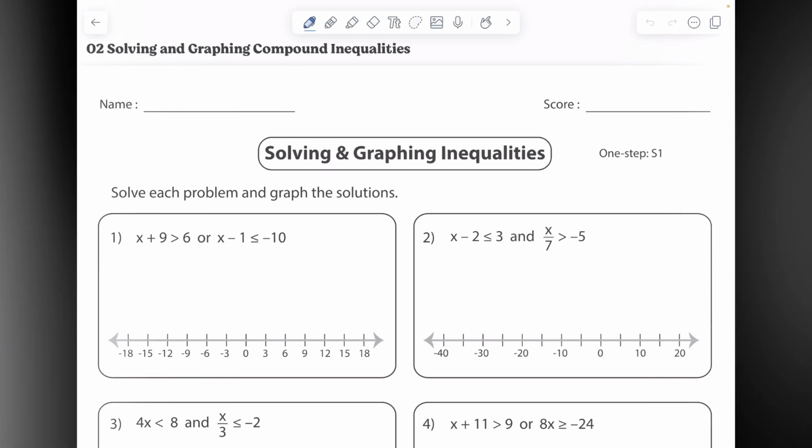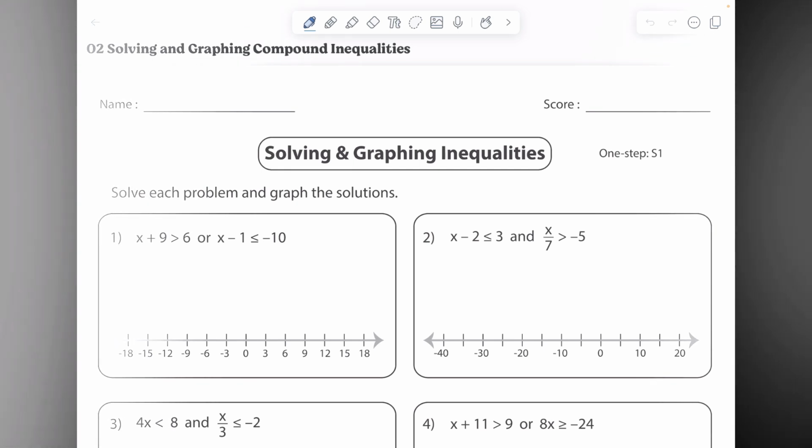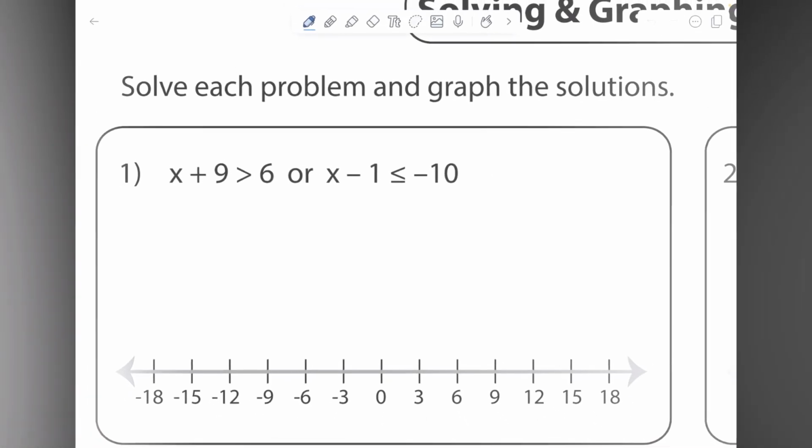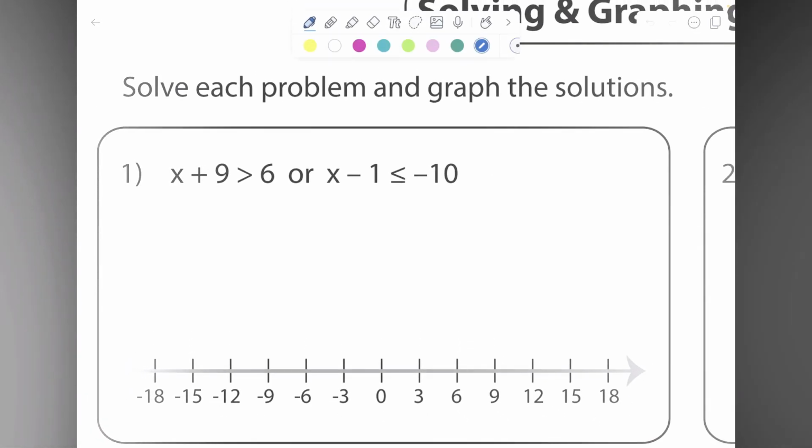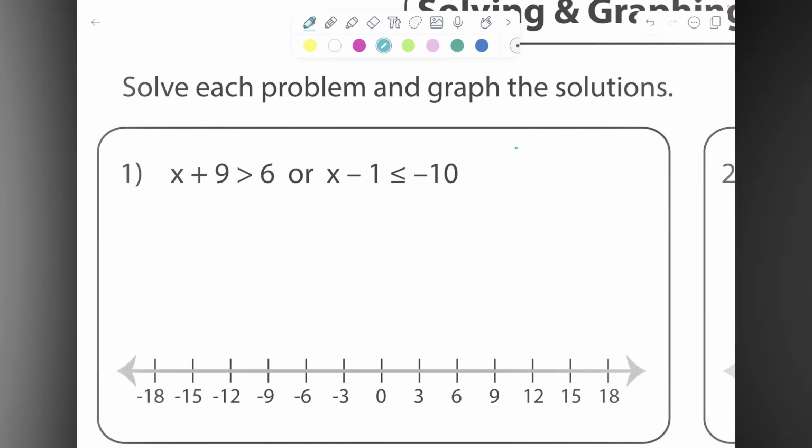So what you need to know in this type of situation is that compound inequalities are really just two separate problems that you're just going to have to graph in a different way than normal. So we're going to start with this first one. The very first thing we're going to do is just solve the two separate problems.